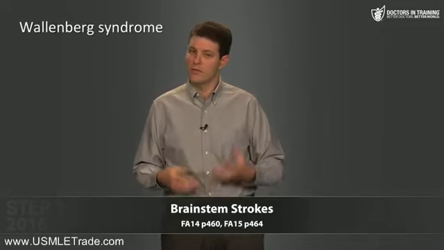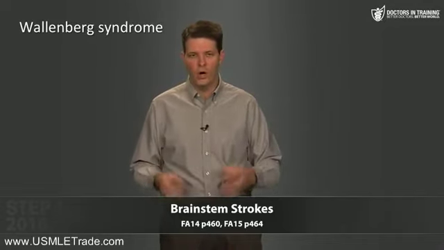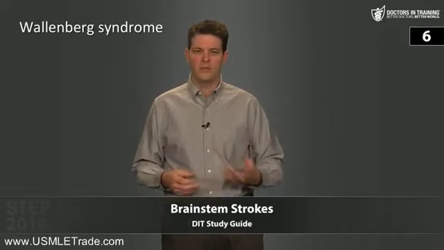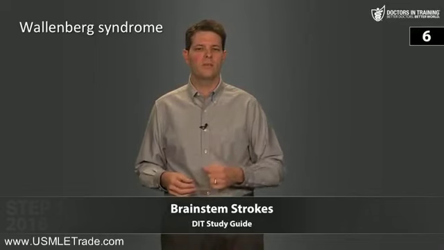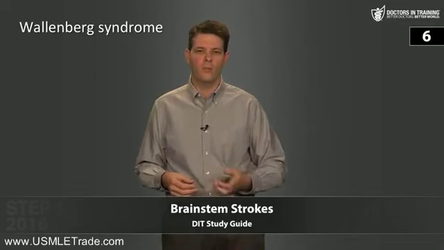So a lesion in the lateral medulla produces a constellation of findings sometimes called Wallenberg syndrome, which is definitely high yield to know for Step 1. This is a 4 or 5 star topic. So if you don't know anything else from this video, know Wallenberg syndrome. And number 6 in your study guide asks, what are the symptoms of lateral medullary syndrome or Wallenberg syndrome?